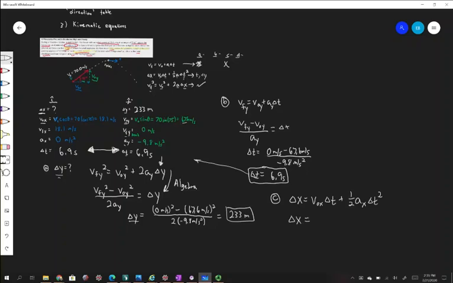Change in x is equal to v initial x, which is 18.1 meters per second, times change in time, which is 6.9 seconds, and then plus 1/2 times a, the acceleration, which is 0, times the change in time of 6.9 seconds squared. So that cancels out because of the 0. Change in x, if you multiply this all out, gives you a value of 125 meters. So there's my change in x. Great. Almost done with this problem.